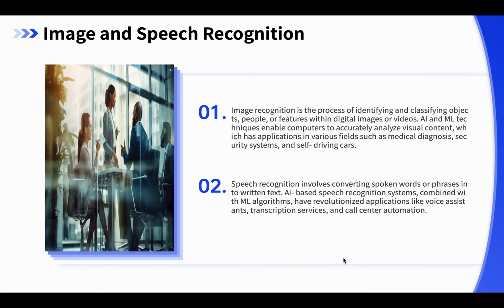So now some applications. These are some widely used applications of AI and ML that we use on a regular basis, like image and speech recognition. Image recognition is the process of identifying and classifying objects, people, or features within digital images. For example, say you have two pictures, one of a cat and one of a dog, and you ask your AI model to make predictions on the basis of the image you provide.